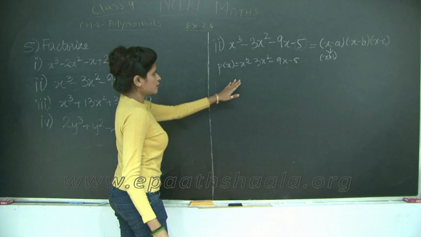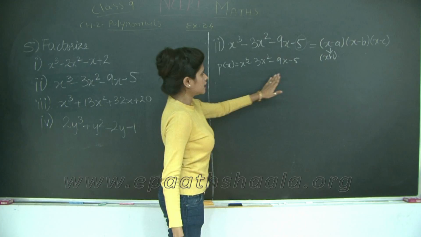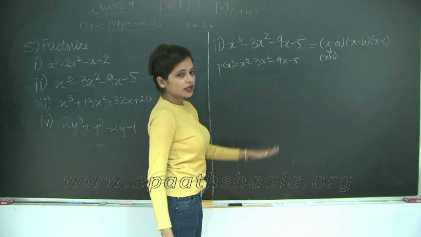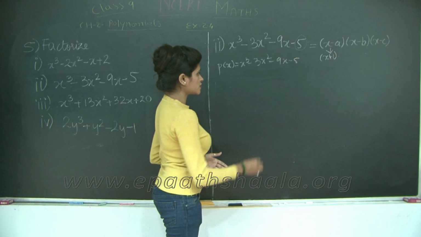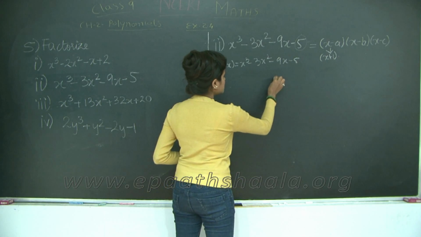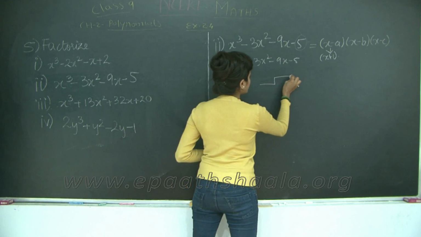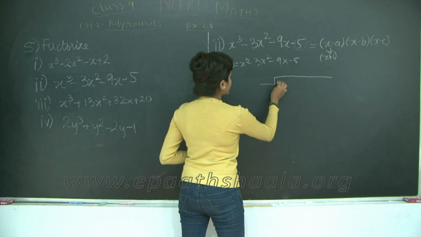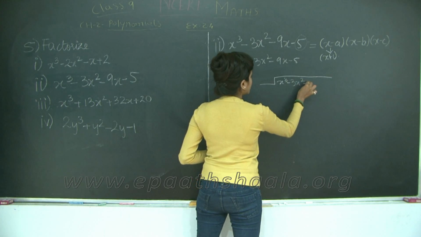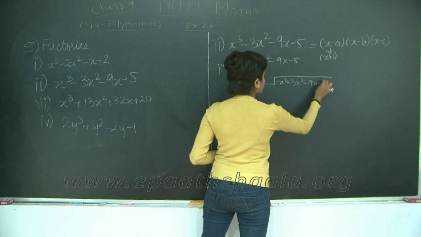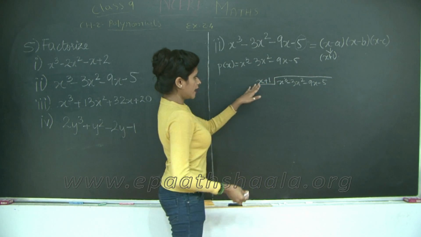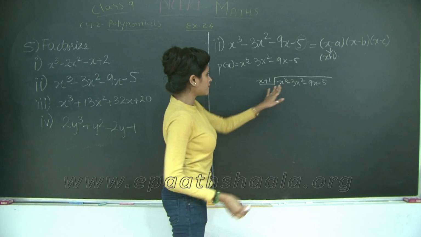So what I need to do is first divide this polynomial by x plus 1 using the long division method, and we will get the other terms. We will get the quotient which can be further split. So let us solve this. I have x cube minus 3x square minus 9x minus 5, and I need to divide it by x plus 1. So x into what will give me x cube as my first term?